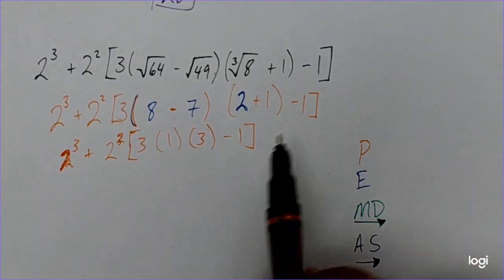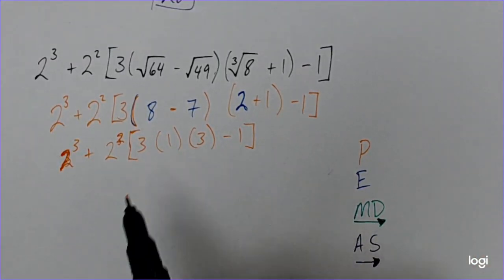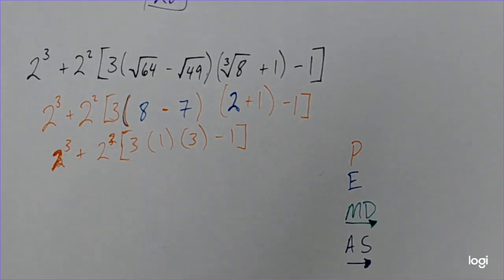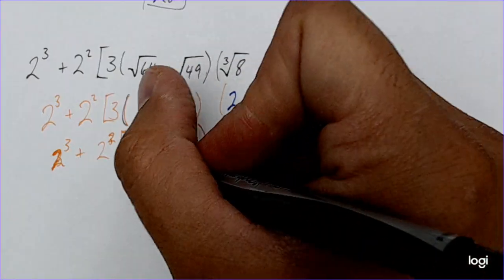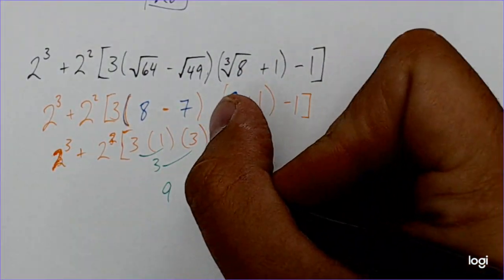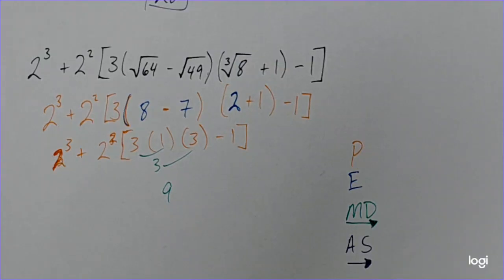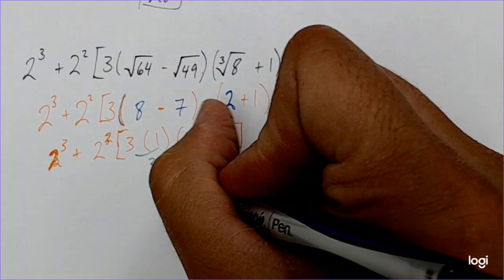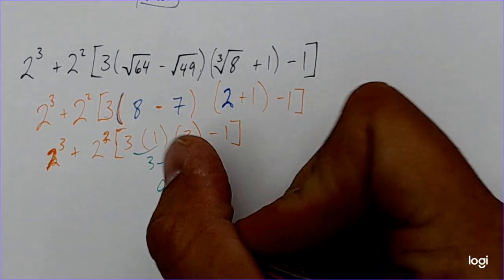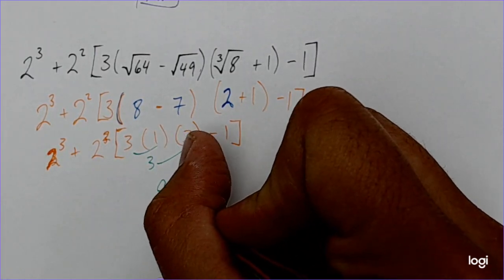Okay, almost done simplifying the parentheses. Got to get this one. And again, inside the parentheses, I have to use PEMDAS inside these brackets. So I'm going to do a little bit of multiplication here. 3 times 1 is 3, times 3 is 9. And then addition and subtraction. 9 minus 1 gives me 8. So now my parenthesis, or my bracket, is just the number 8.